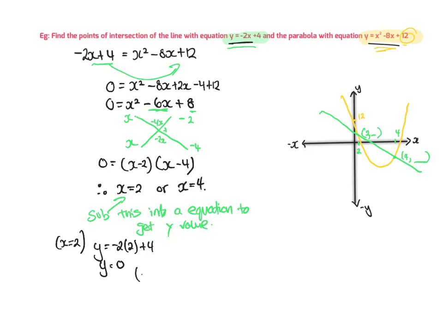So 1 point is 2, 0. So my graph's a little bit off. Should be crossing here. So 2, 0. And I'll sub in the other one.